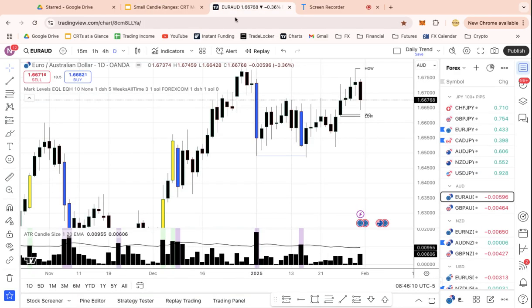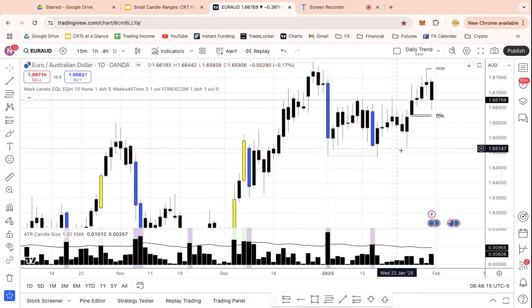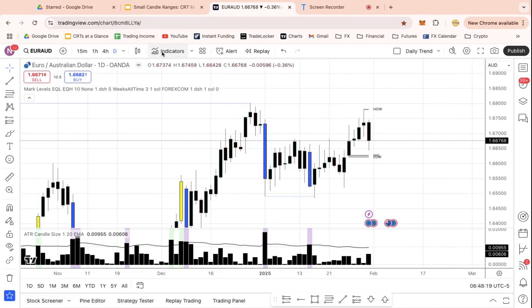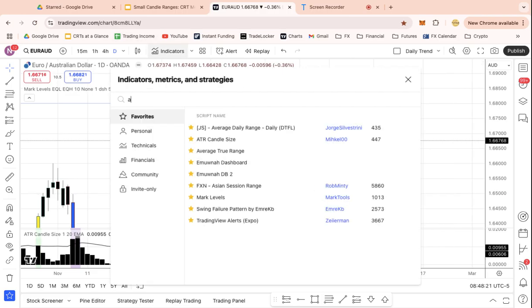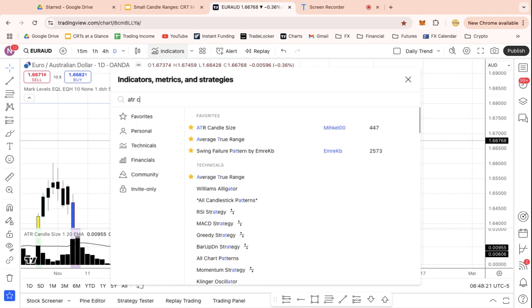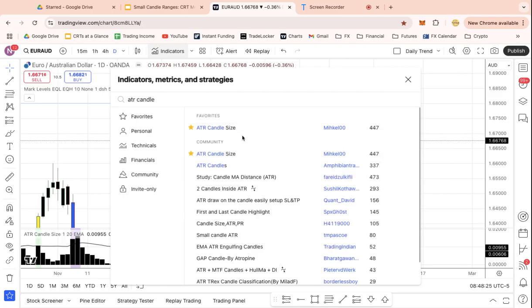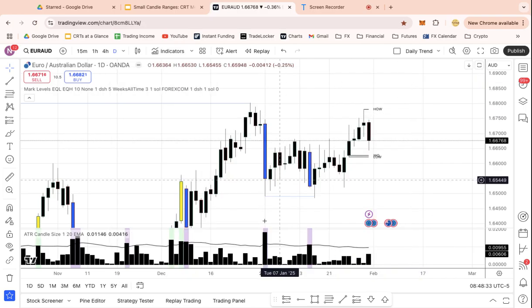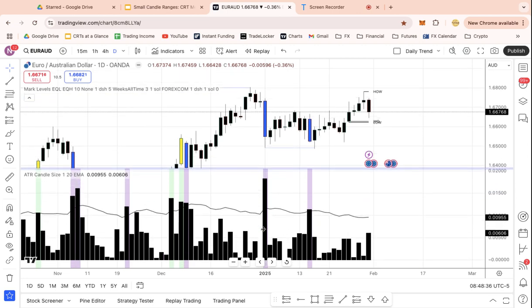So I'm going to go over to TradingView now, and you'll see here I have that TradingView chart on the screen and the ATR candle indicator. If you do not have this indicator, all you'll do is go over to indicators and type in ATR candle size, and it'll pop up right there. It's by Mikhail 00. That person right there. That's the one you want. Once you pop it on the chart, on the bottom, and I'm going to make this a little bit bigger, but it's going to be hard to see.